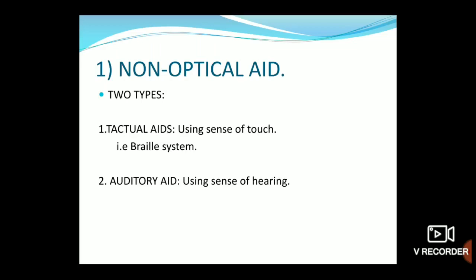Next, auditory aid. Auditory aid is nothing but using the sense of hearing. These aids include audio cassettes, tape recorders, audio CDs and audio books also. Electronic devices like computers and closed circuit television make use of software programs that can transfer text files into sound files.